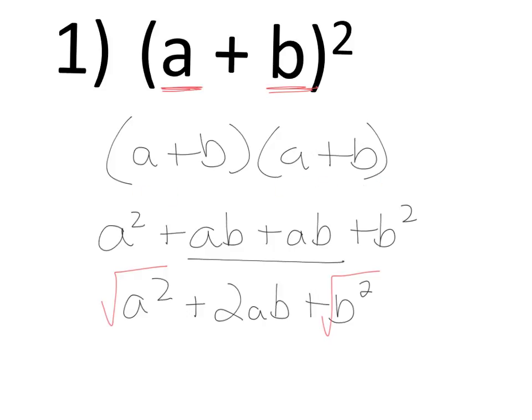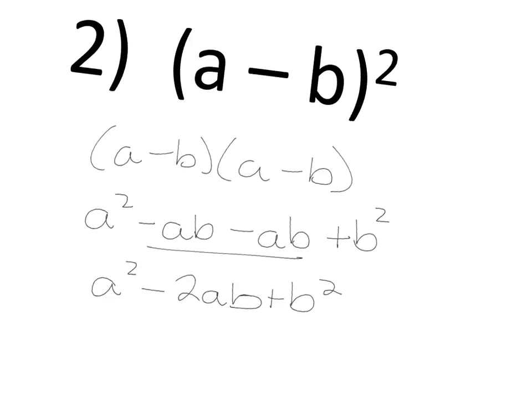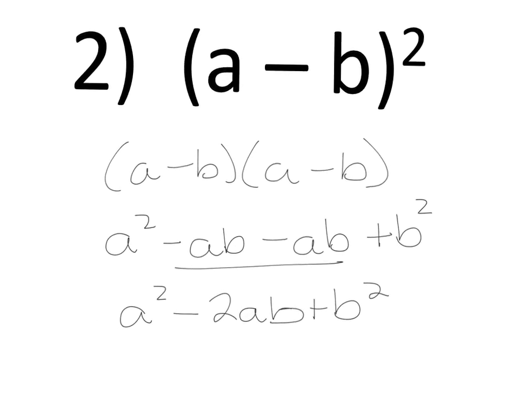Same thing over here on number 2. If I square root the first term and square root the second term, that gets me the a and b I'm looking for. Square root of a squared is a, square root of b squared is b, and then I have a minus here. Again, we know it's going to be the same factor because it's a perfect square.